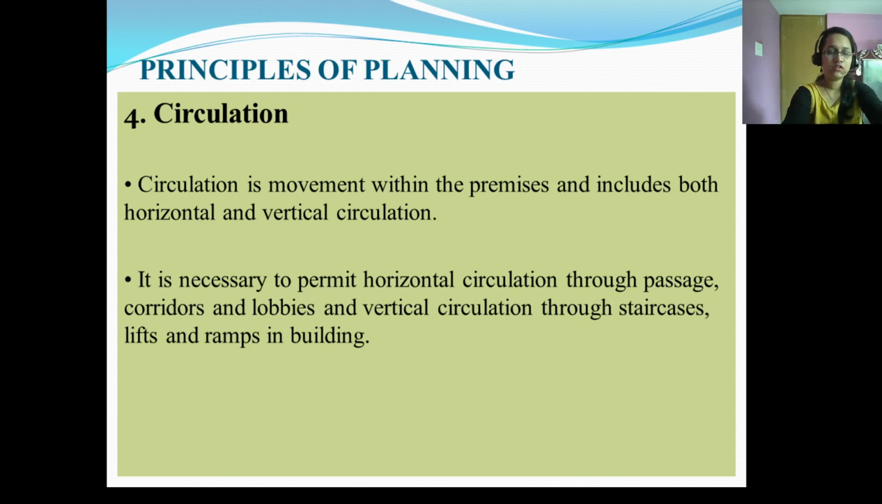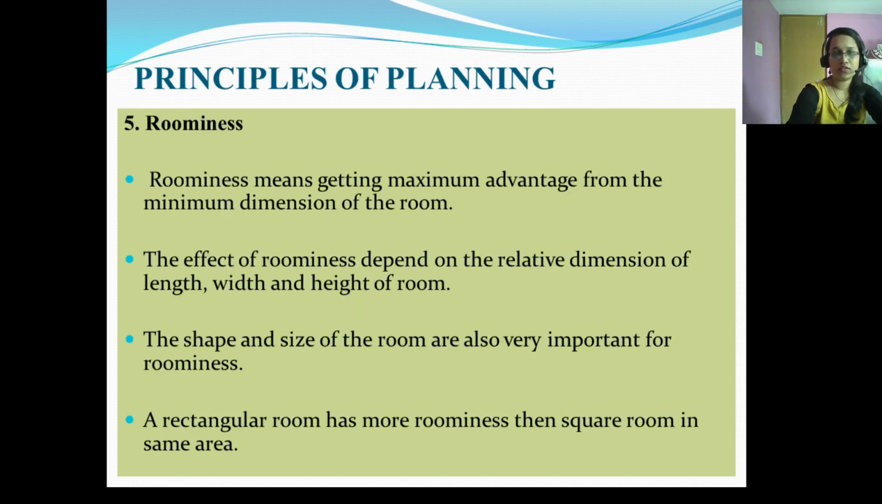Then circulation. Circulation, as I told you, is the movement within the premises and includes both horizontal circulation and vertical circulation. Horizontal circulation means the access to the rooms on the same floor. It is achieved by proper provision of passages, corridors, halls and lobbies. Then vertical circulation means the access to the rooms on different floors. It is achieved by provision of stairs, staircases and electrical lifts. Okay, so all this is taken into consideration here.